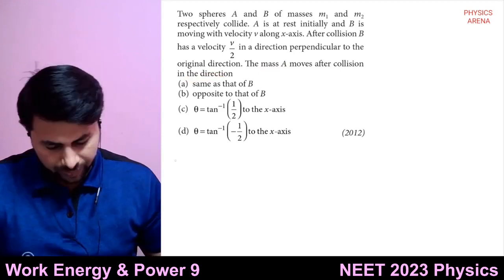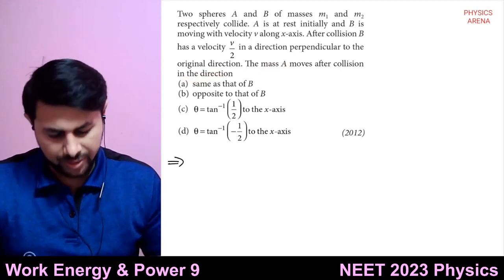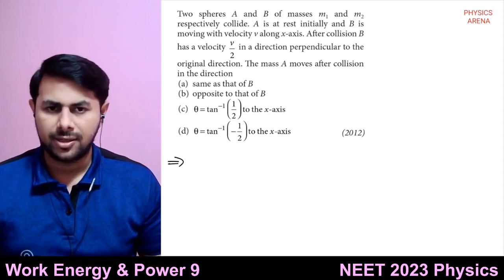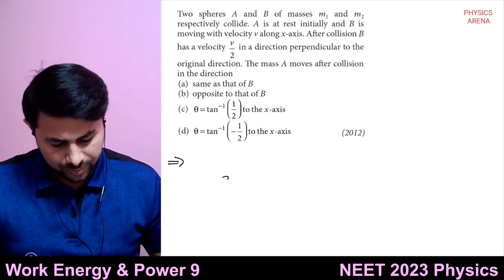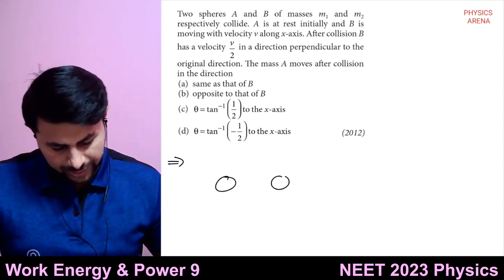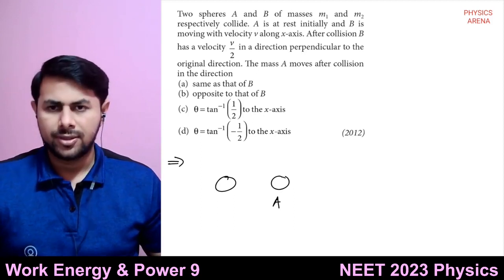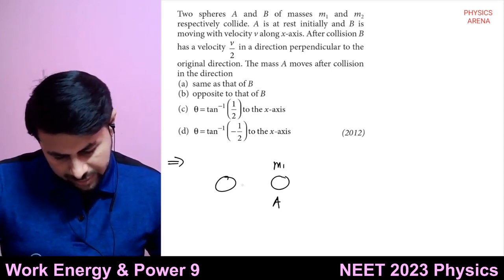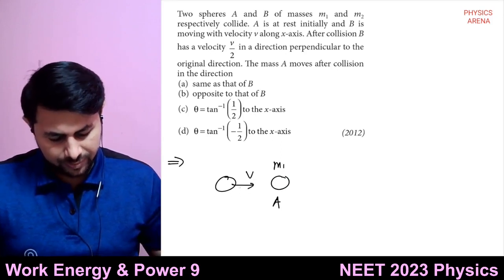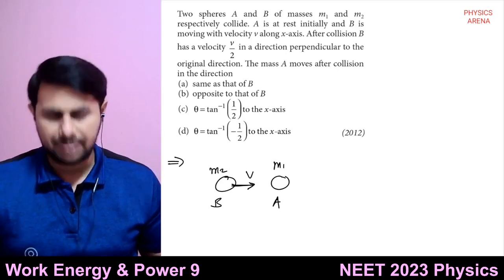There are two spheres, A and B, with masses m1 and m2. They collide. A is at rest, so which one is at rest? The one whose mass is m1. The second one is moving with velocity v initially along the x-axis. So this is B, and its mass is m2.